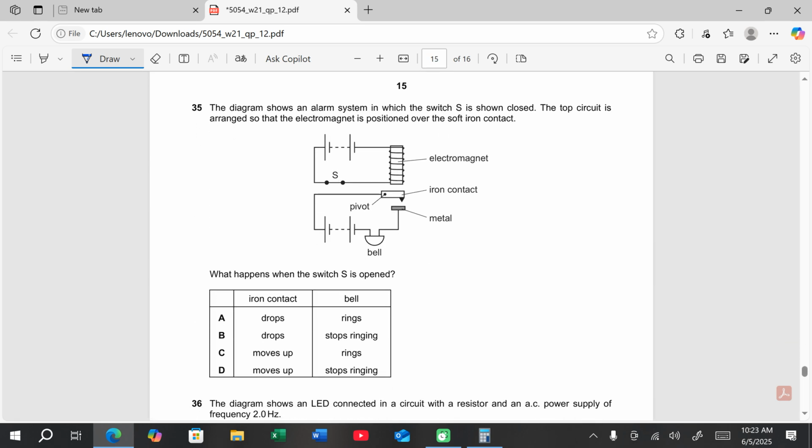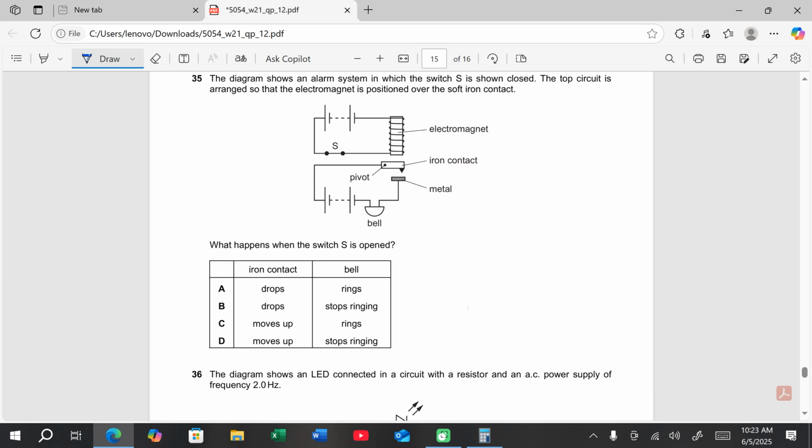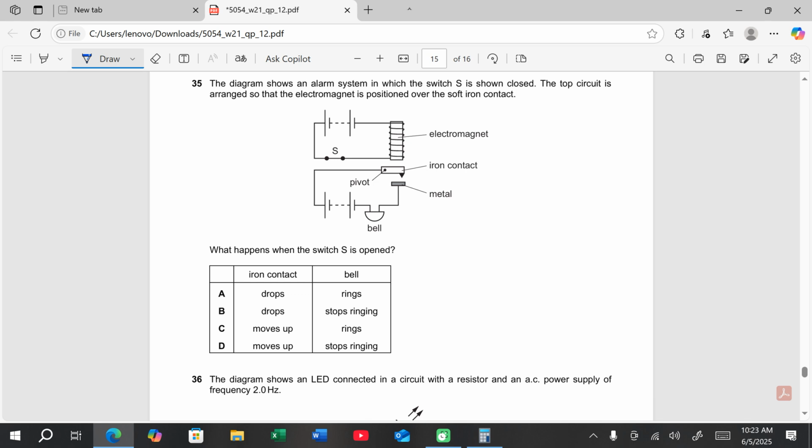The diagram shows an alarm system in which switch S is shown closed. The top circuit is arranged so that the electromagnet is positioned over the soft iron contact. What happens when the switch S is opened? As the switch S is opened, this will not be magnetic now, since it's an electromagnet and there is no electricity, so it will not be a magnet. It is going to drop this iron contact. It will meet this metal and the bell will start ringing. So the iron contact drops and the bell will start ringing.